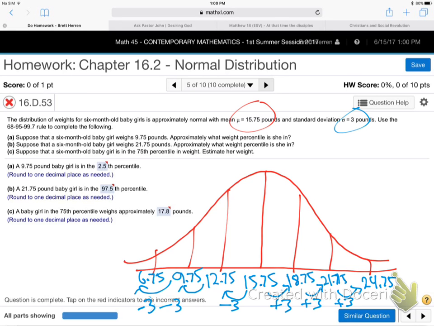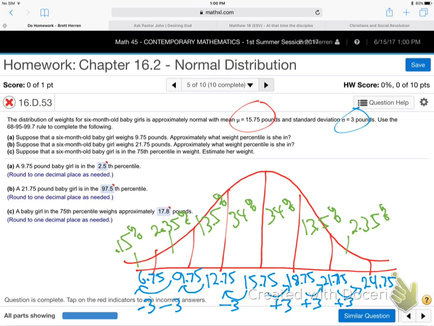Okay, and then the percentages, you know, are always the same. 34%, 13.5%, 2.35%, 0.15%. So, okay, here we go.